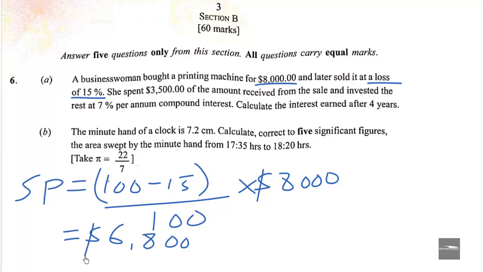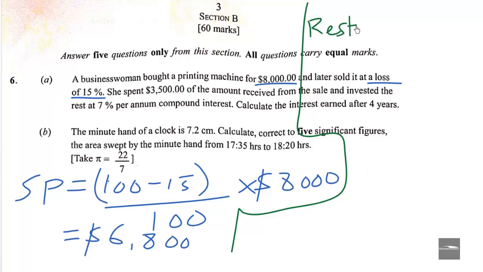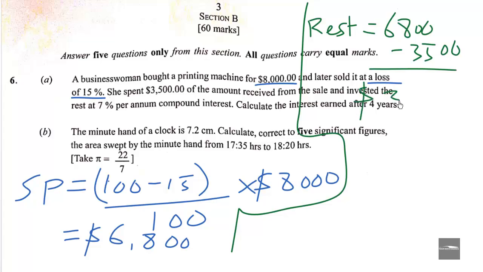And we're told that she invested the rest of the money. So how much is that? The rest of the money will be equal to 8,000 minus 6,800, rather 6,800 minus 3,500. And the result is $3,300. So this is the amount she invested into the compound interest for 4 years at 7% per annum compound interest.